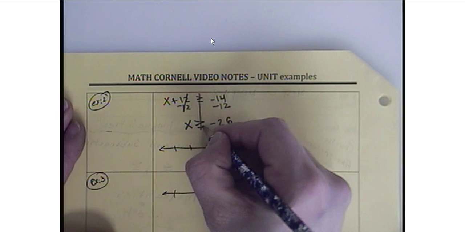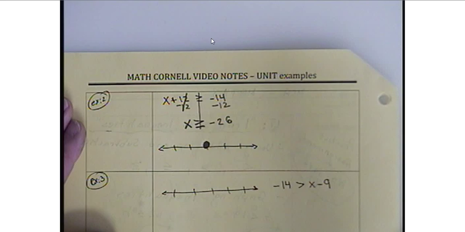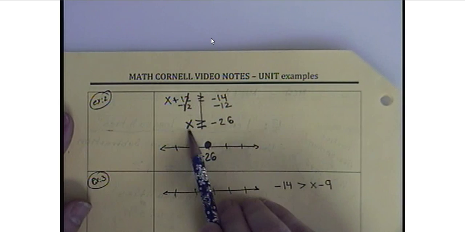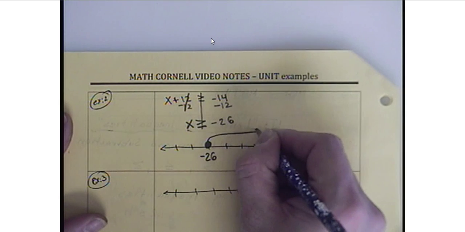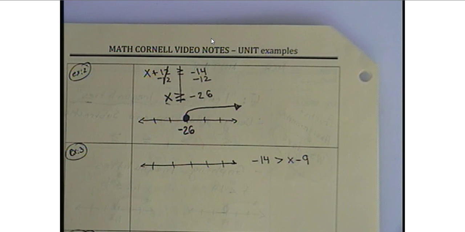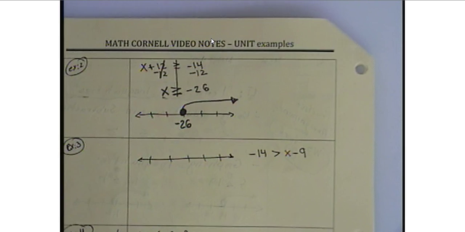So this equal sign here shows me I'm gonna have a closed circle. Negative 26 is right here. All values for x greater than negative 26 will be in the other direction of the graph. And I am done. Alright, well, I hope you think that's easy, because I think graphing inequalities is much easier than graphing equations.